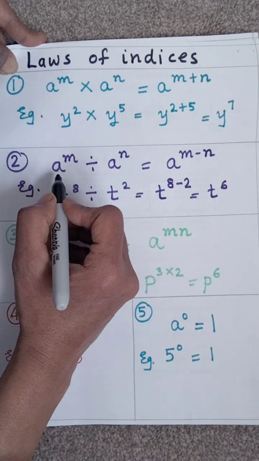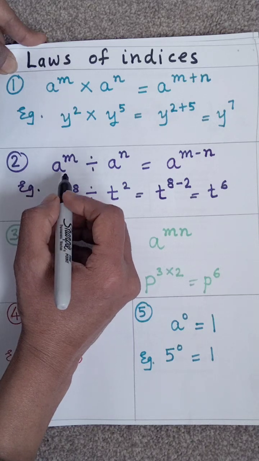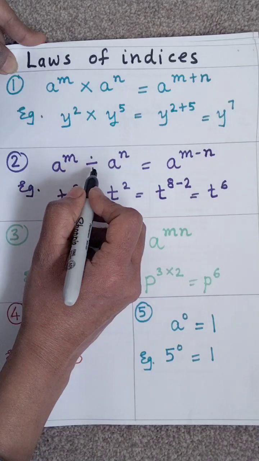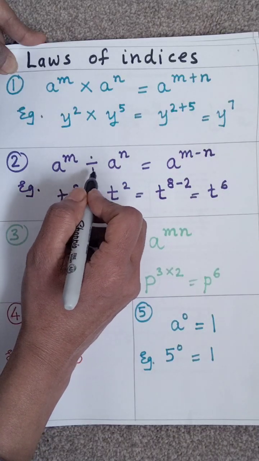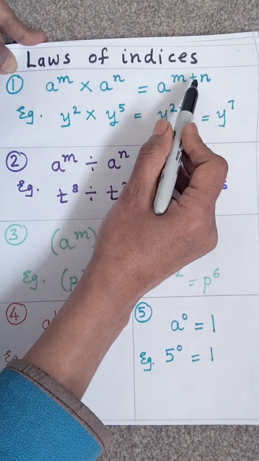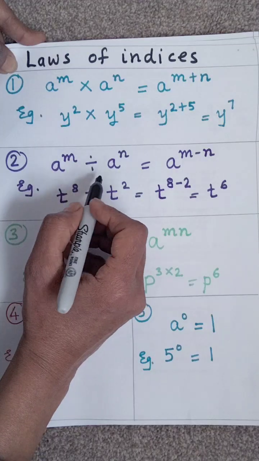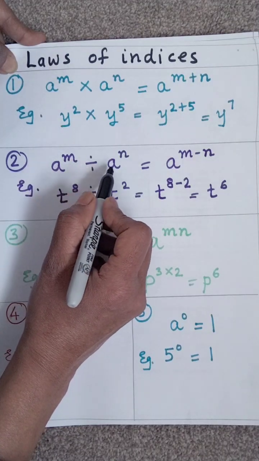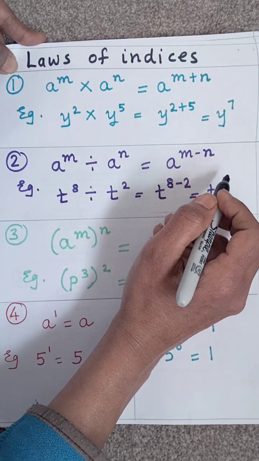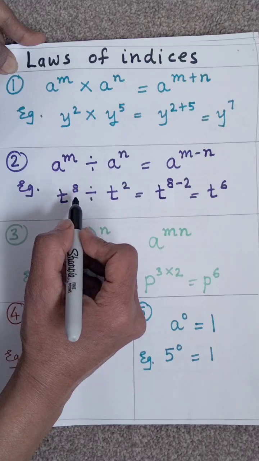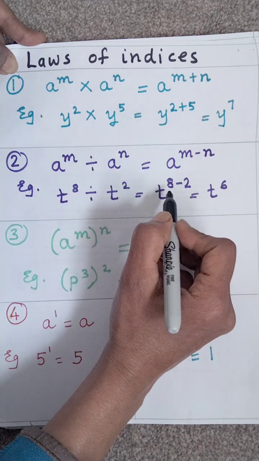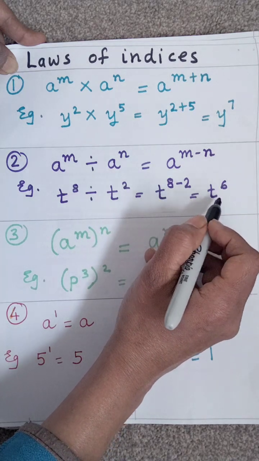Next, the law of division for indices. So a raised to m divided by a raised to n. This time it is division, so whenever there is division, we subtract. For multiplication we added, whereas for division we subtract. So a raised to m divided by a raised to n is equal to a raised to m minus n. Example, t raised to 8 divided by t raised to 2 is equal to t raised to 8 minus 2, which is t raised to 6.